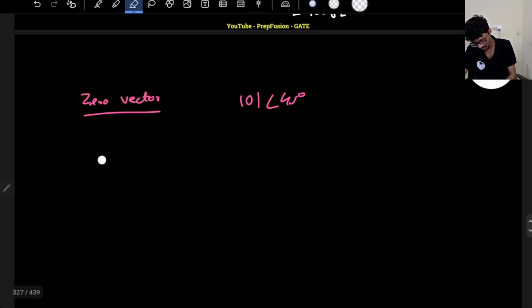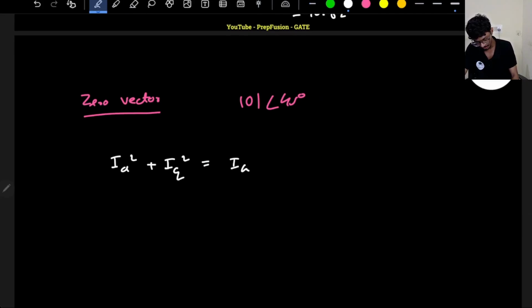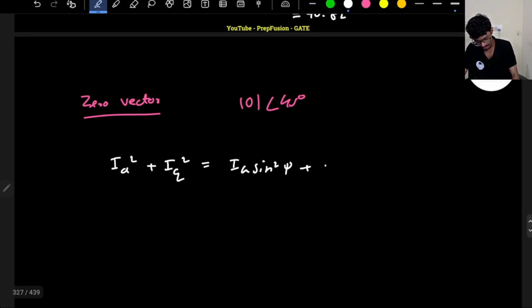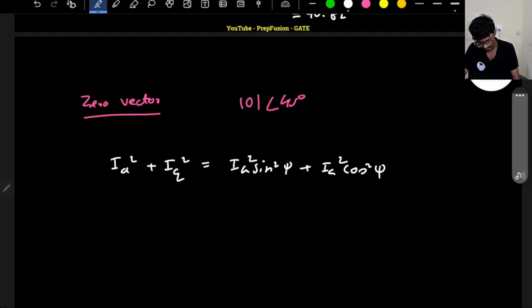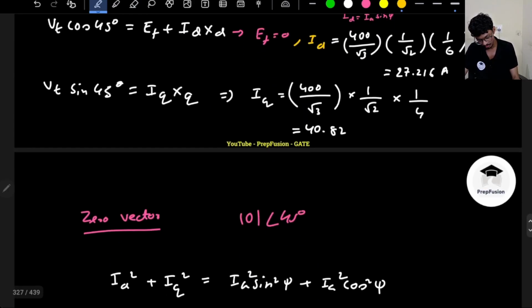So if I square these two terms, ID square plus IQ square will be IA square sin square xi plus IA square cos square xi. So IA square will simply be ID square plus IQ square, because sin square xi plus cos square xi is 1. So my IA will be the square root of IQ square and ID square.